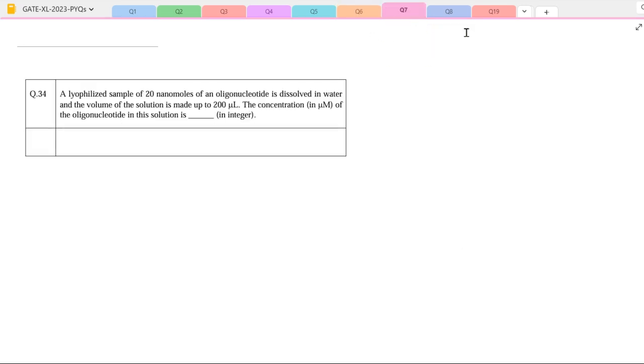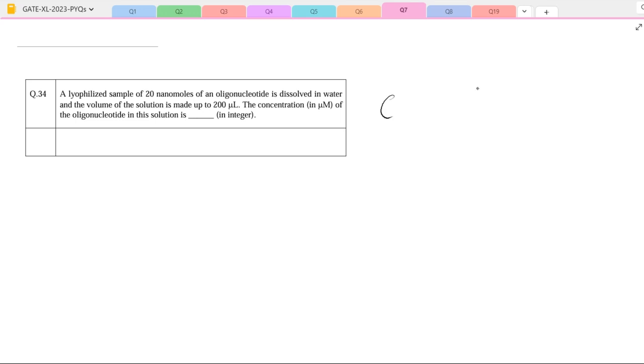So moving on to the next question. A lyophilized sample of 20 nanomoles of an oligonucleotide is dissolved in water and the volume of the solution is made up to 200 microliter. The concentration in micromolar of the oligonucleotide in this solution is, in integer.